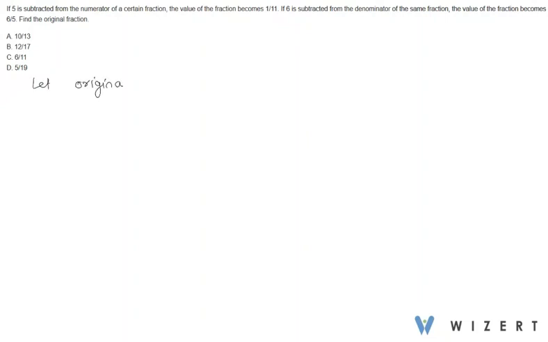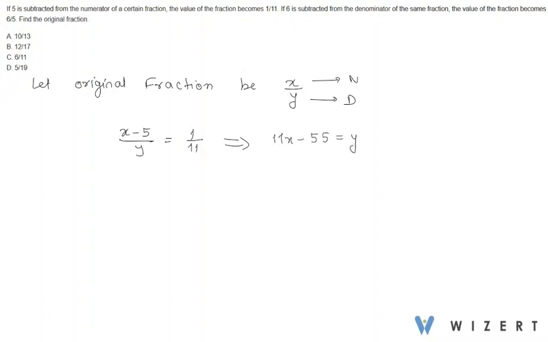Now let the original fraction be x by y. That means numerator is x and denominator is y. So according to first condition, when 5 is subtracted from numerator, so x minus 5 by y, the fraction becomes 1 by 11. So from this we can get the equation 11x minus 55 equal to y. Let's call it equation 1.